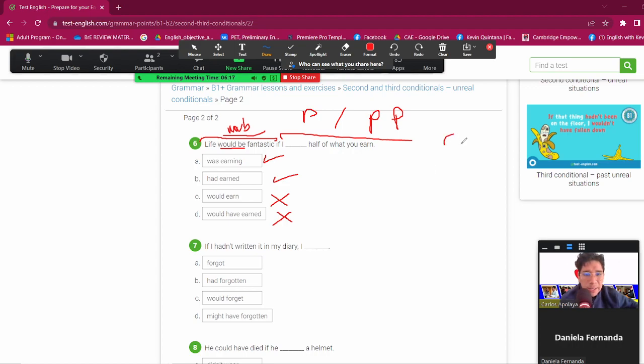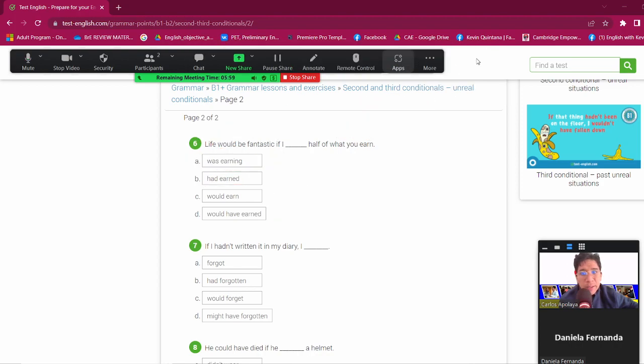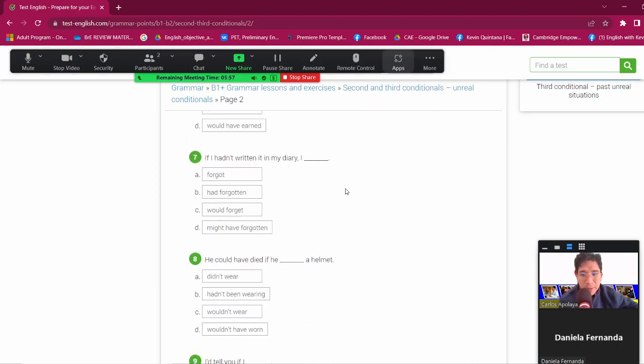La segunda. La segunda, ¿tiene que estar en pasado o en pasado perfecto? Pasado. En pasado, ¿este en qué está? Pasado perfecto, no es, por lo tanto, ¿cuál es? Was in. Next.